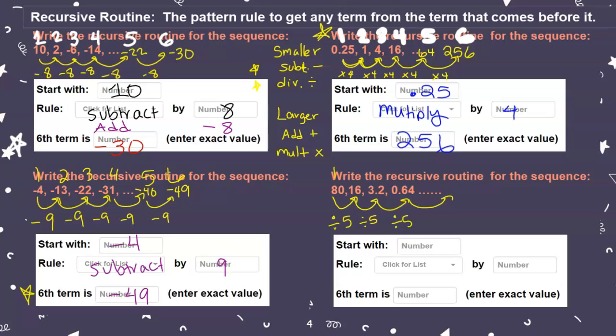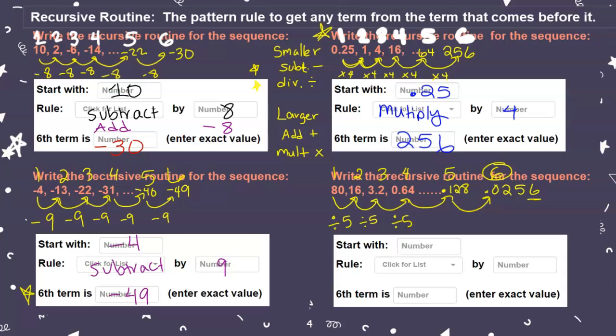All right, we have term 1, 2, 3, 4. We need our fifth term and finally our sixth term. So 0.64 divided by 5 is 128 thousandths. And that divided by 5 is 256 ten-thousandths. So there's our sixth term.